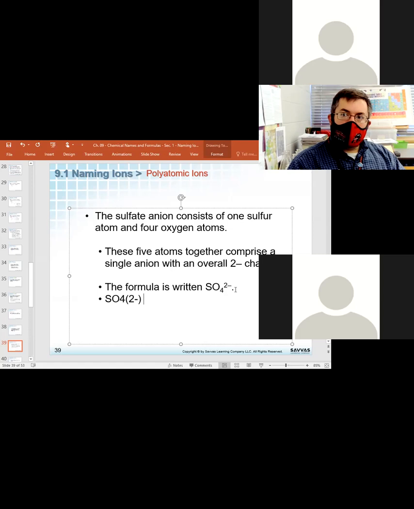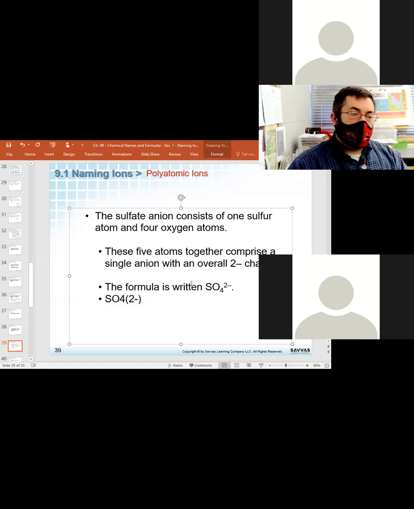When you study the structure of it, you'll find that 2 of the oxygens are completely normal, and then the other 2, each of them has a -1 charge, but we're not there yet. Questions about sulfate?